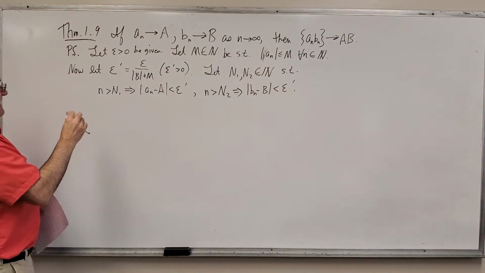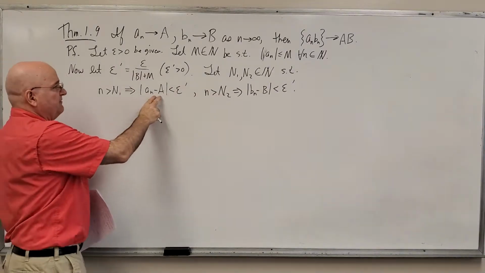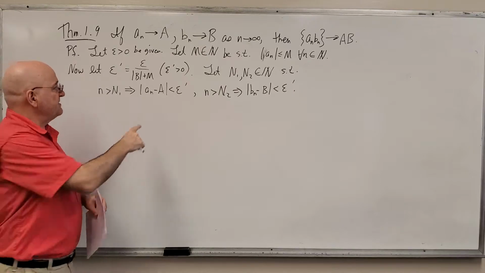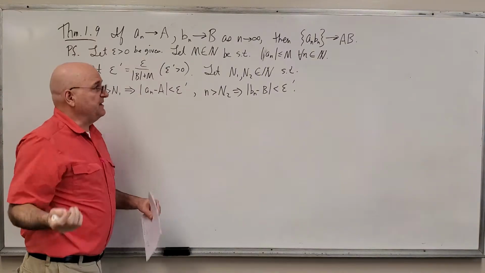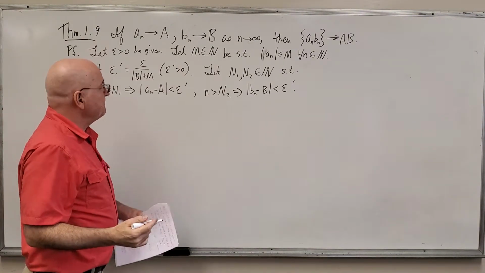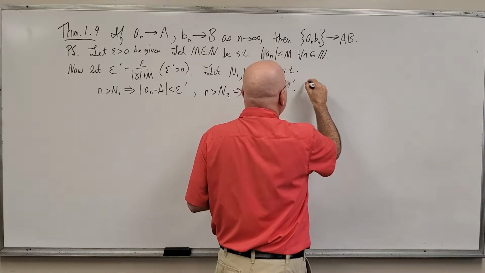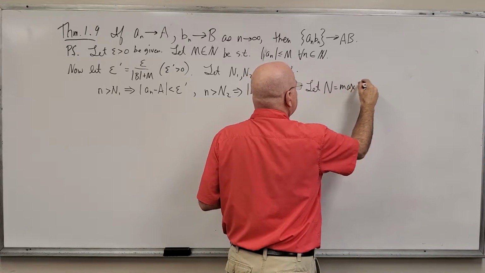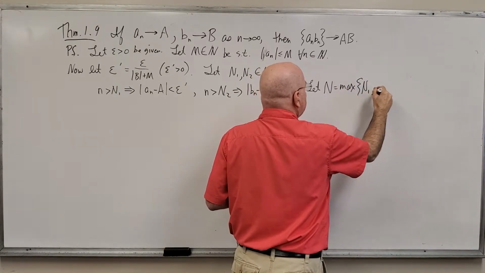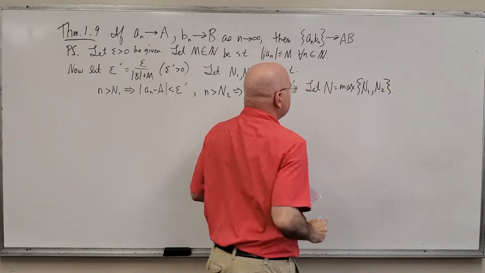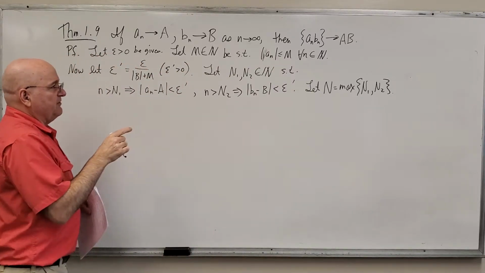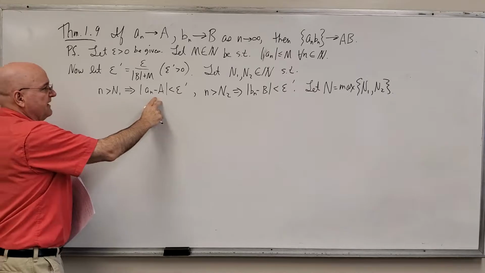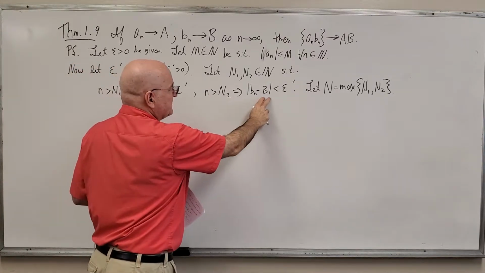Now, I want to have a natural number n that makes both of these statements true, so I'm going to have a capital N that I'll define as the maximum of N1 and N2. And to save some room below, I'm going to put let N equal the max of N1 and N2. Therefore, if little n is bigger than capital N, well, then it's bigger than N1, which means this is true. And it's bigger than N2, which means that's true as well.